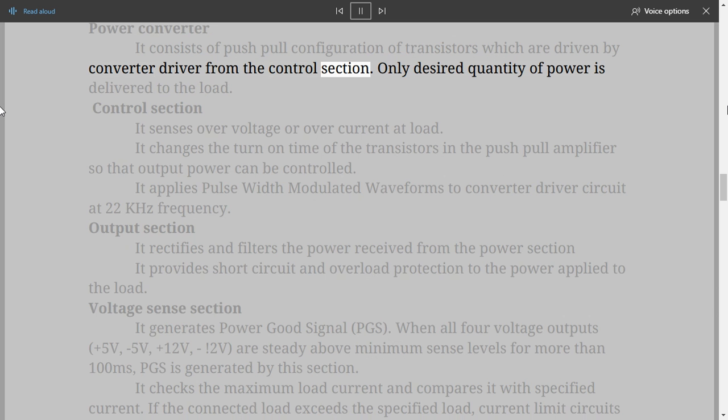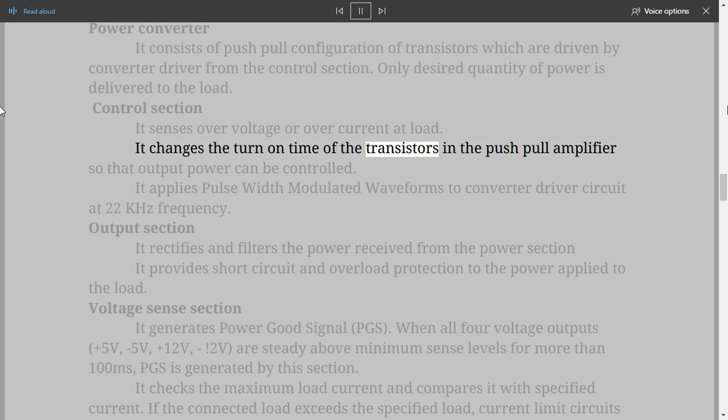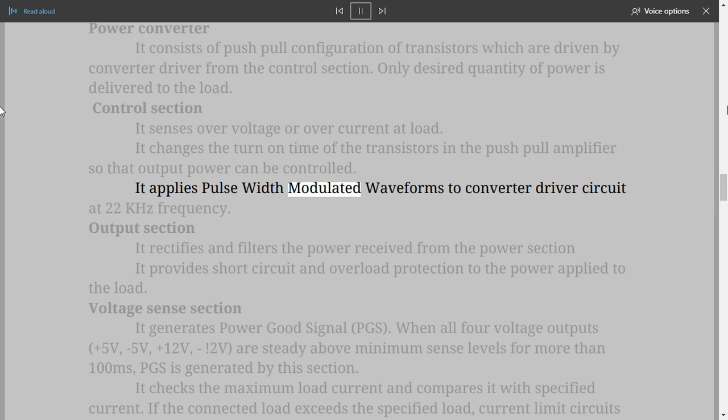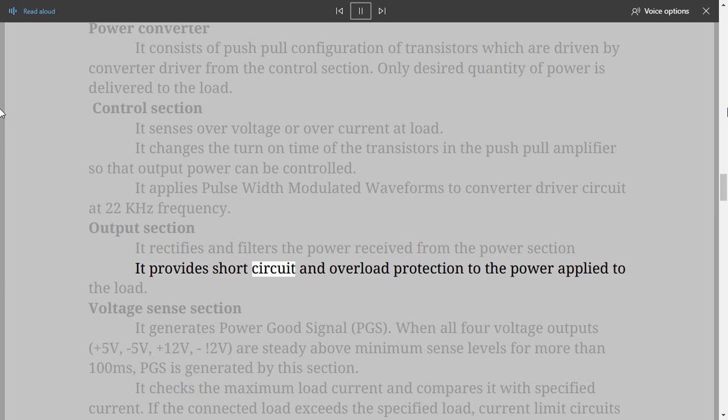Only the desired quantity of power is delivered to the load. Control section. It senses overvoltage or overcurrent at the load. It changes the turn-on time of the transistors in the push-pull amplifier so that output power can be controlled. It applies pulse width modulated waveforms to the converter driver circuit at 22 kHz frequency. Output section. It rectifies and filters the power received from the power section. It provides short circuit and overload protection to the power applied to the load.